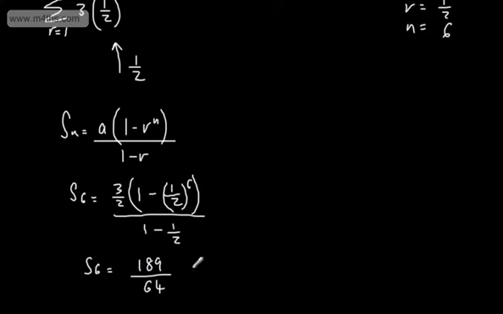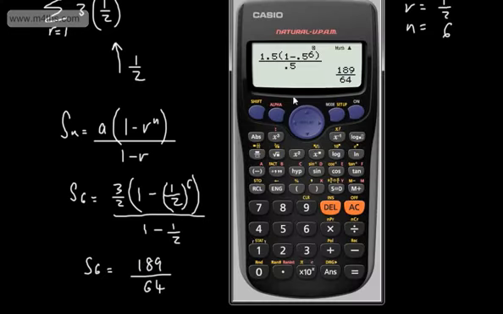So all we're doing now, let's just check we got all our values in. We know the first term is going to be 3/2, which is 1.5. We've got 1 minus 0.5 to the power of 6 over 1 minus the ratio, which is going to give us 0.5. And that's going to be 2.953125. And that now, as an exact fraction, is going to give us 189 over 64.